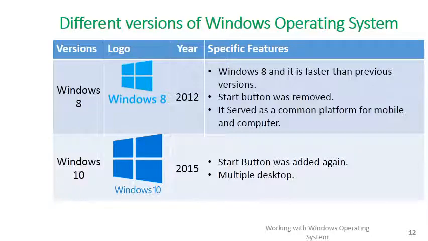Next, Windows 8 was developed during the year 2012 and it is faster than the previous version and it served as a common platform for mobile and computer. And last, Windows 10 was developed during the year 2015. Here, the Start button was added again and multiple desktops were developed. So, these are the various versions of Windows.